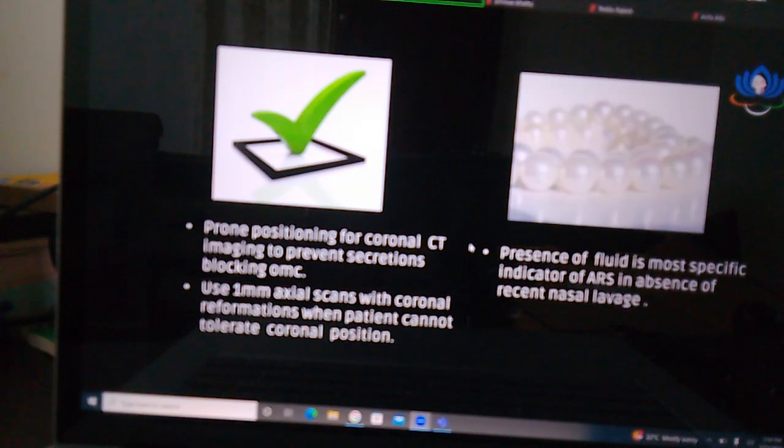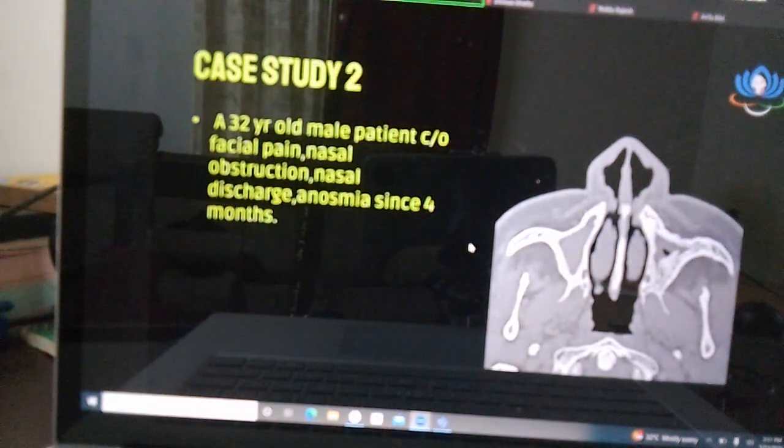And what we need to look for is the presence of fluid. That's the most specific indicator of acute rhinosinusitis, in the absence of nasal lavage. The patient has not done any nasal lavage recently. You have to take that history. If there's a fluid level there, that is acute rhinosinusitis.